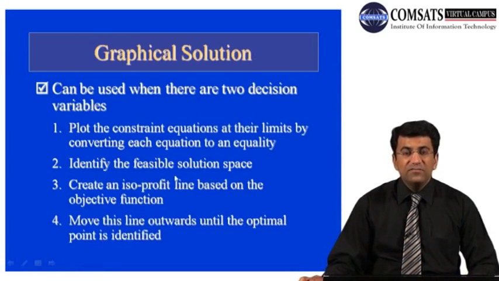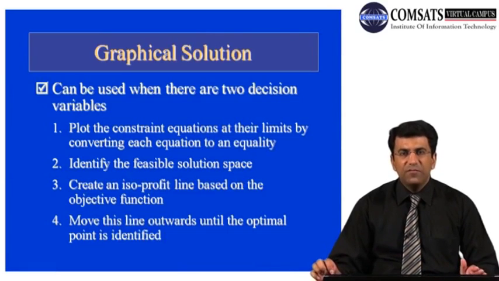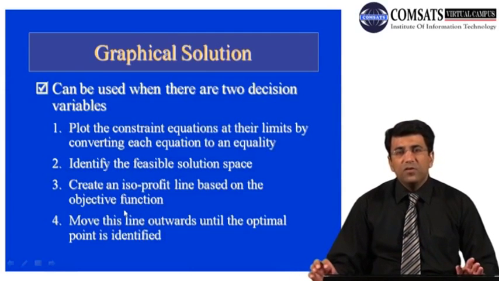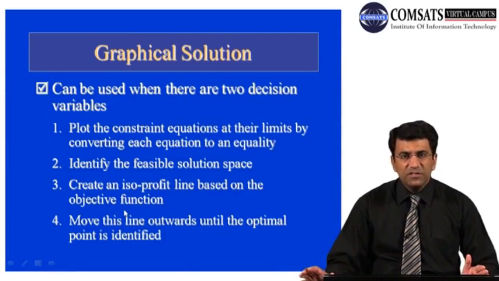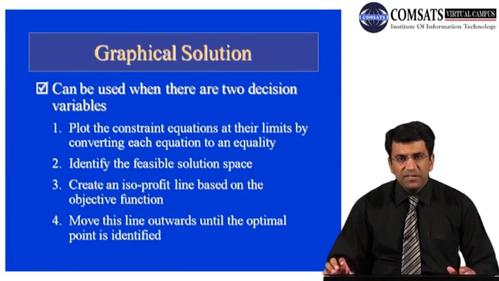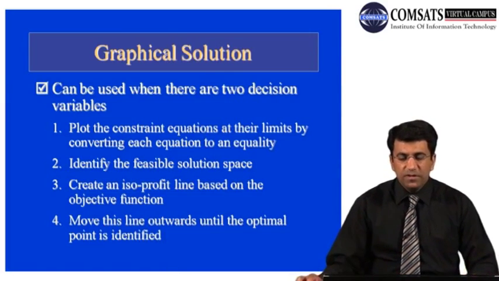Then we'll have to identify the feasible solution area. Through that graph or through those lines, we will be able to identify the most feasible area for this particular scenario. So we'll just discuss it. Then we will try to create an isoprofit line based on the objective function. इसके बाद हम कोई एक hypothetical value ले लेंगे objective function की और उसको हम उसी graph में draw करेंगे. So just keep in mind these steps. We will do these steps in the next problem we are going to solve.